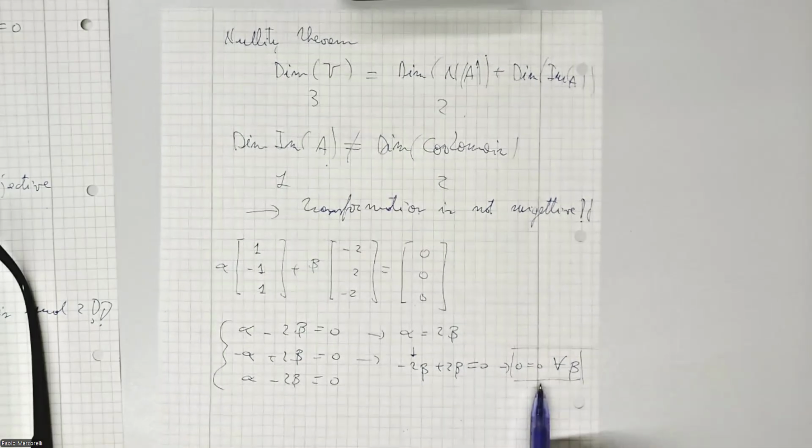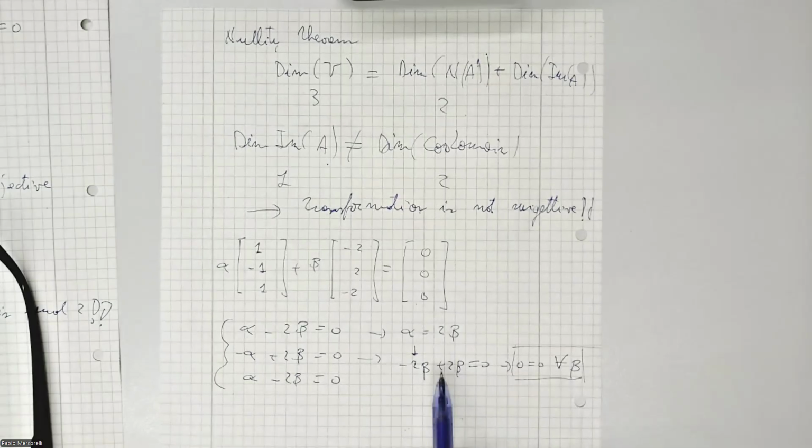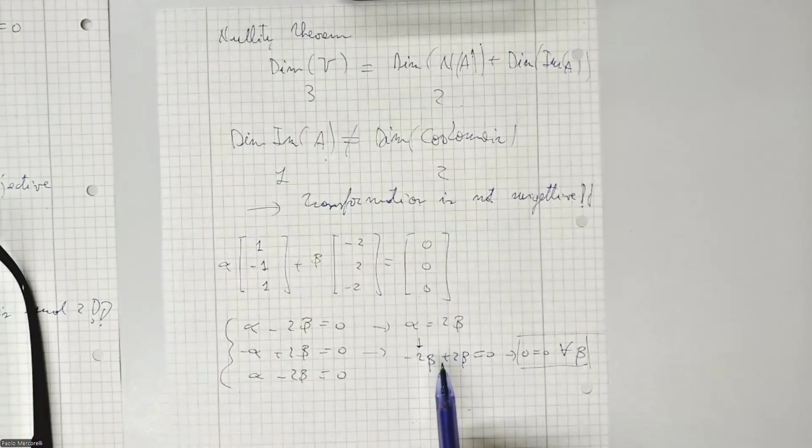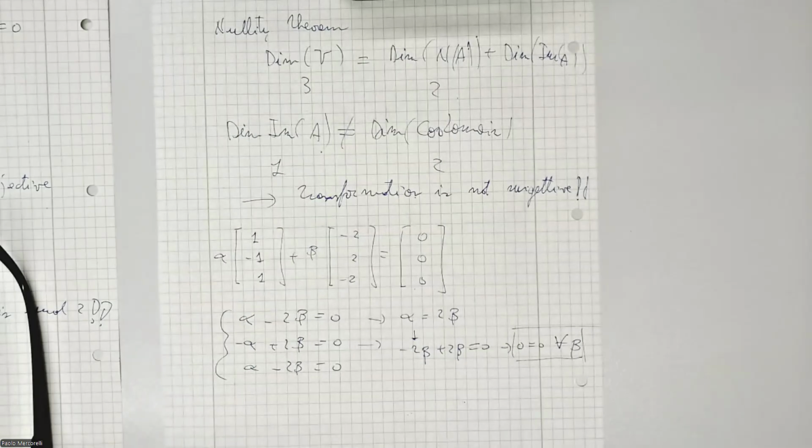Where does 0 equals 0 come from? From this condition. This means we have to add it in the solution. I mean, the solution is not 0 equals 0. Please pay attention: 0 equals 0 is not a solution. A very important concept in math: 0 equals 0 is an identity. It's not the solution. The solution is 0 equals 0 for each beta.